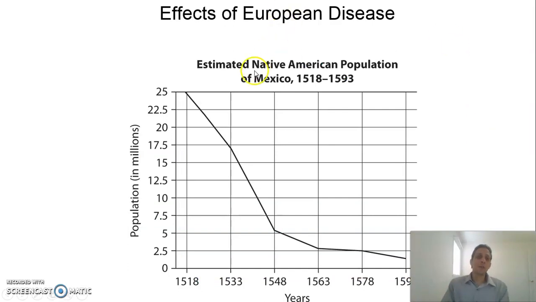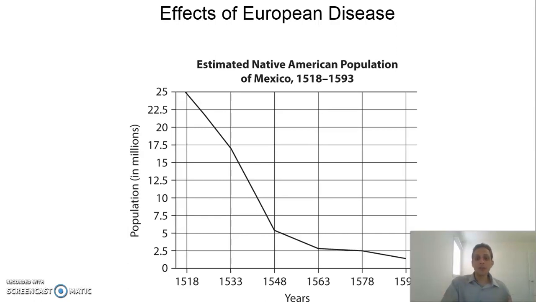And so this is just Mexico, but you can see the effect it has on the population. It goes from about 25 million, and in only about 30 years, their population drops to 5. In 60 years, it drops to below 1 million or about 2 million. So it's having a vast effect on your Native American population, which is going to affect Africa. It's also going to affect the labor within North America, and it really changes the dynamics of the New World.